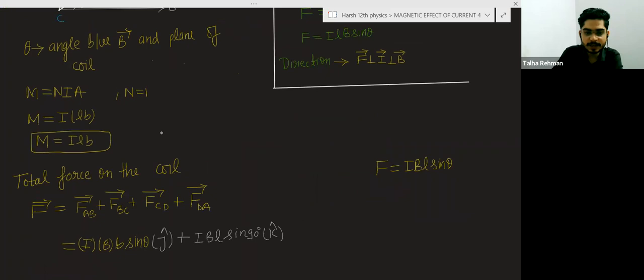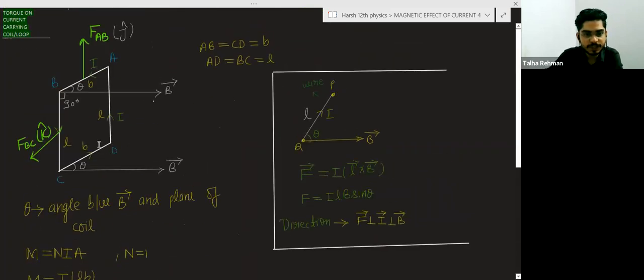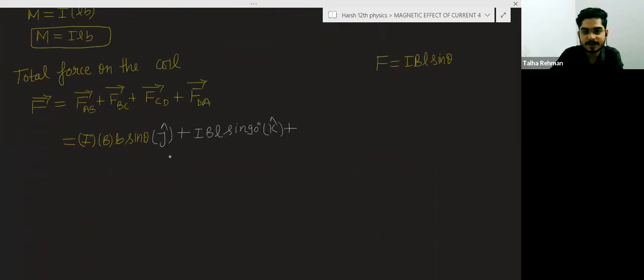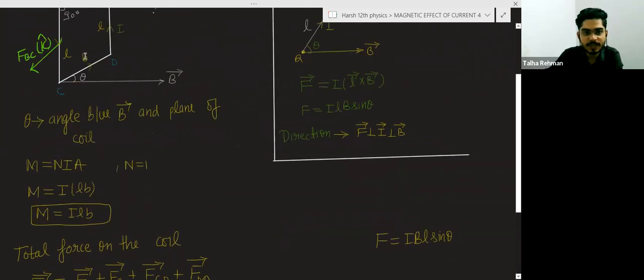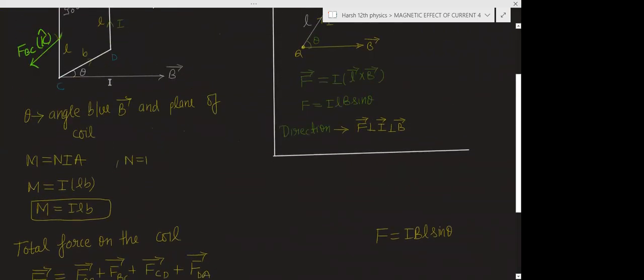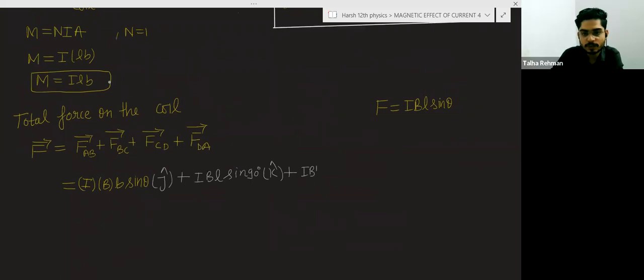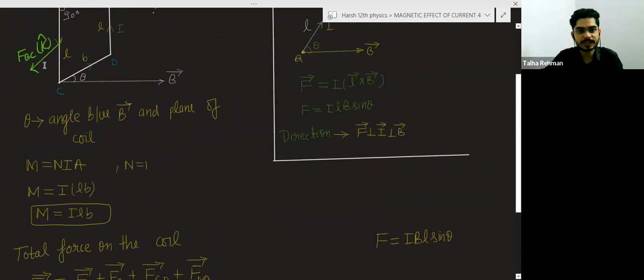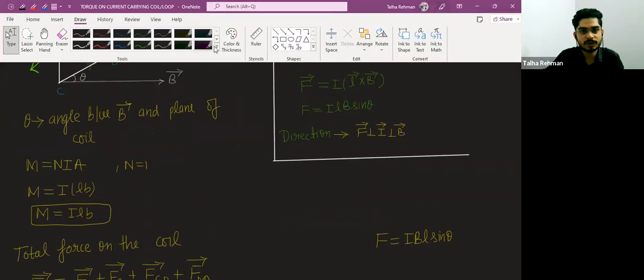Accordingly, for the wire CD, the magnetic field and the direction of the current are making an angle theta. So again, you will write IB, where B is the length of the wire CD. So we will put I B into small v and sine theta.